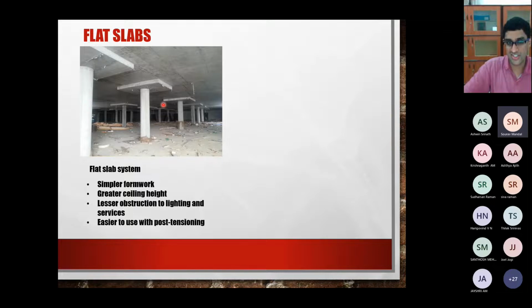There are no beams, it's just the slab, and the slab is directly supported on columns. Only thing, if they directly support the column, it causes some other problems, which I will come to later. So instead of that, they give a panel around it, and then they support the slab. So this is known as a flat slab system. These are some advantages. The formwork will be simpler because you do not have to keep any formwork for beams. Since there are no beams, you have a greater ceiling height, lesser obstruction to lighting and services, and it's a good system to use with the post-tensioning technique.